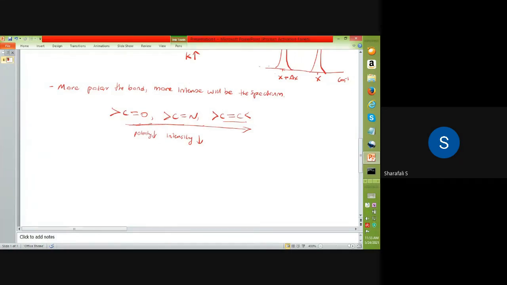Each of these C double bond O positions will be different, and the C double bond N position will be different. But when you consider intensity, the frequency and spectral position will always be different because we have different atoms in these branches. The frequency will always be different anyway, but the intensity also will differ in such a way that the more polar the molecule, the more intense the spectrum. So in this case, C double bond O will have more intensity as compared to C double bond C.